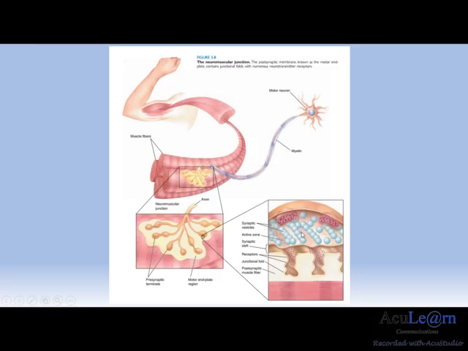The motor end plate at the postsynaptic region has many shallow folds that comprise many neurotransmitter receptors. This ultimately results in a large amount of neurotransmitters being released onto a membrane surface that is highly sensitive towards these neurotransmitters. An action potential in the motor axon will almost always generate another on the muscle cell that it synapses on.